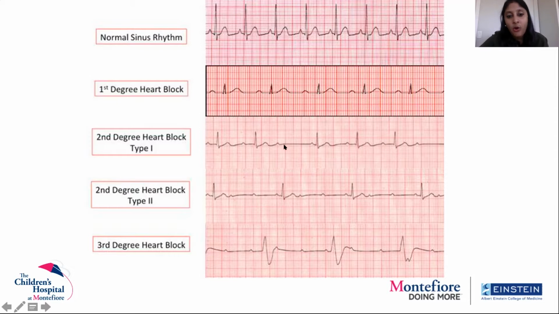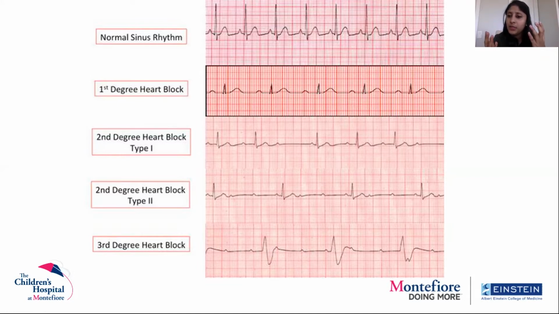And as you go further, you can start to see that the top chambers of the heart are not really talking to the bottom chambers of the heart. The top chambers of the heart, these tiny spikes here, are just squeezing randomly. And the bottom chambers of the heart also look a little different. They look much wider, and they're not really talking to each other. So this is what we call a third degree heart block. Heart block means that the top chambers of the heart and the lower chambers, the atria and the ventricles, don't really talk to each other.